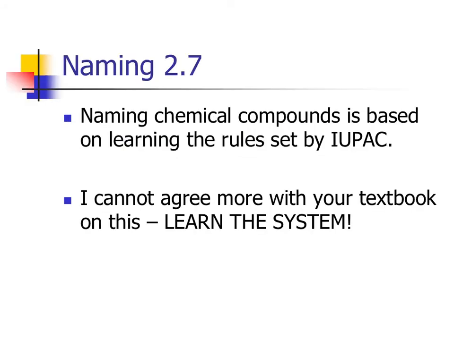Naming chemical compounds is based on learning the rules set forth by the IUPAC, which stands for the International Union of Pure and Applied Chemistry. I can't agree with your textbook more. It is super important to learn the system. There are some alternative methods in which some people do naming, and it's important that we understand that that is not the route that we will take on these, and we will ask that you learn the methods and the rules set forth by the IUPAC.